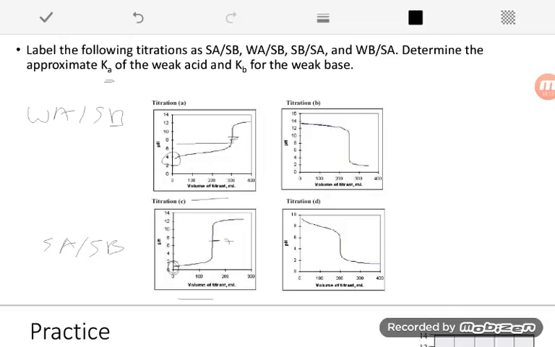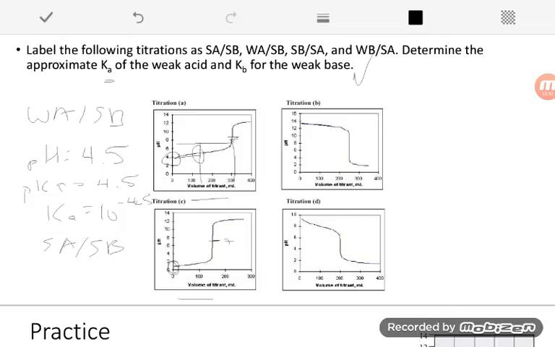So if my equivalence point here is at about 300, I'm going to go to the half equivalence point, which is about 150, and read off the pH there. So my pH is, I don't know, maybe around 4.5. So my pH at the half equivalence point is 4.5, which means that my pKa is 4.5, because at the half equivalence point, my pH is equal to my pKa. And so if I want the Ka, really simple, I just do 10 to the negative 4.5, and I can punch that into my calculator to get the number for that.